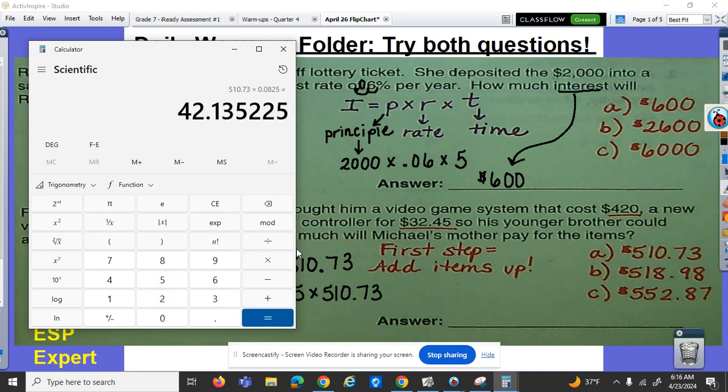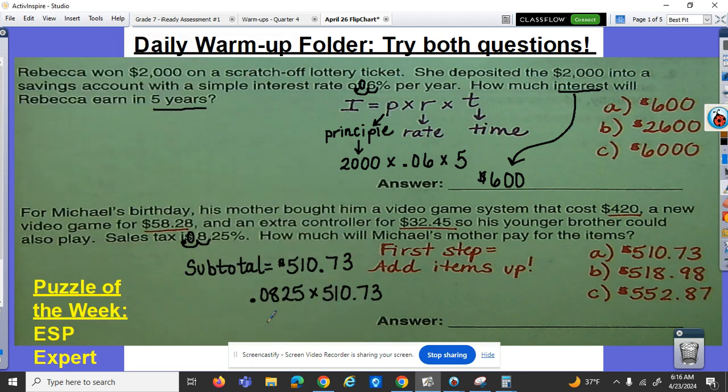Okay, we're going to have to round this to money. So remember, money is 2 decimal places, 42.135. That 5 is going to tell us what to do, whether to round up or keep it the same. Okay, so the 5 tells that 3 to round up. So our sales tax is $42.14.